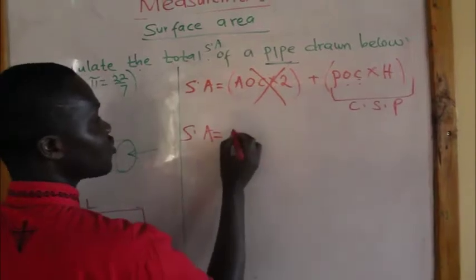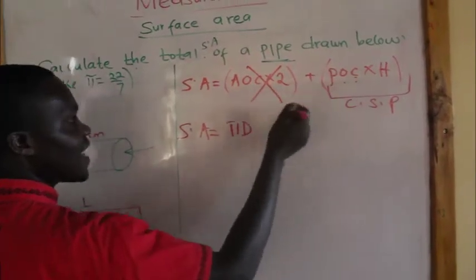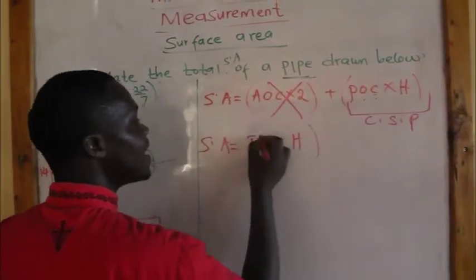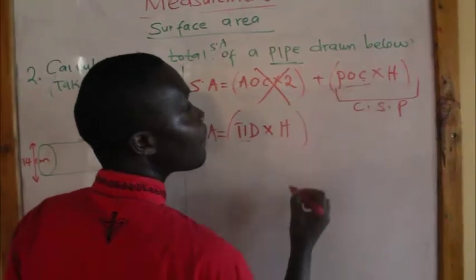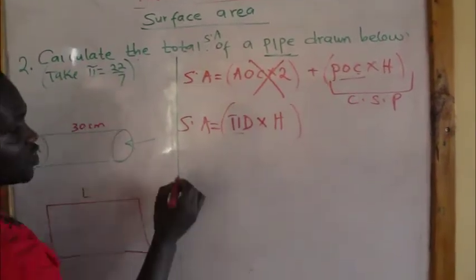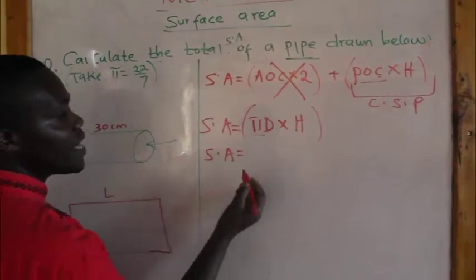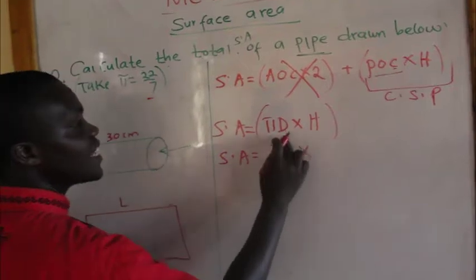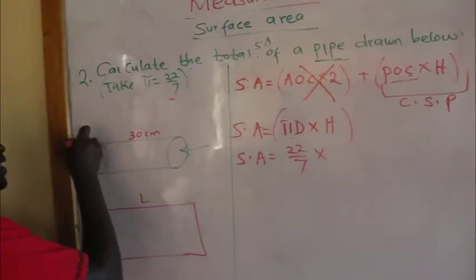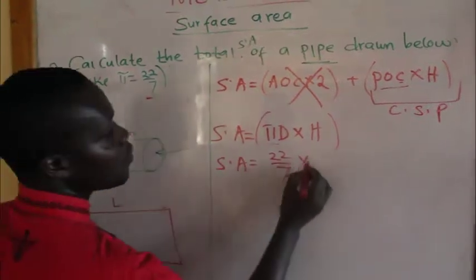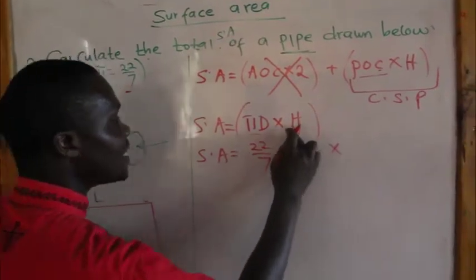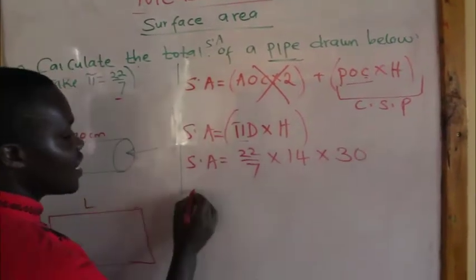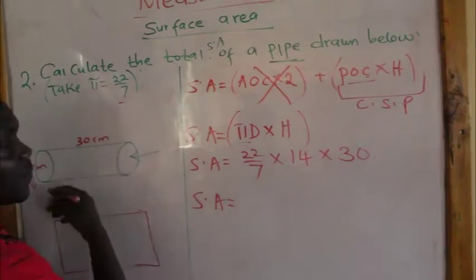So the perimeter of the cross section, we have pi d as the circumference of the circle, then times the height. So what I have done here, pi d is the interpretation of the POC, that is perimeter of the cross section. So surface area is going to be pi, which you've been told is 22/7, times the diameter of this circle, which is 14. You can see it here, it is 14. So we multiply by 14 times the height. The height is this one here, which is 30.